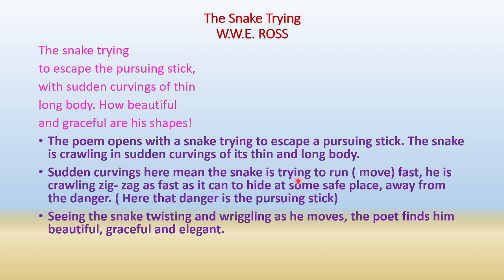Sudden curvings here means that the snake is trying to run. Run here means he's trying to escape. So he's trying to move fast, and therefore he's crawling in a zigzag pattern as fast as it can to hide at some safe place away from danger. And here the danger is the pursuing stick. Now, seeing the snake twisting and wriggling as he moves, the poet finds him beautiful, graceful, and elegant. So this is what the poet says, how beautiful and graceful are his shapes. As the snake is trying to escape and is crawling and wriggling fast, the poet finds the shapes of the snake very graceful and elegant.